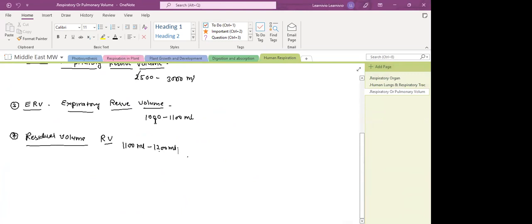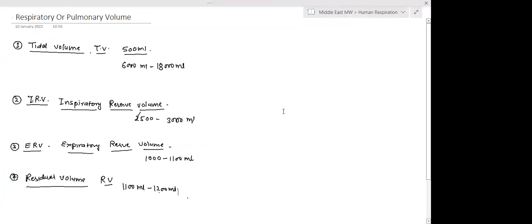Yes. In the last class, we ended with respiratory and pulmonary volumes. So now the next thing we are going to cover is the lungs capacity. So now we have to talk about the lungs capacity. First, lungs capacity can also be called respiratory or pulmonary capacity.